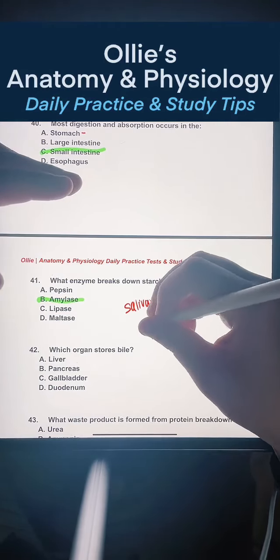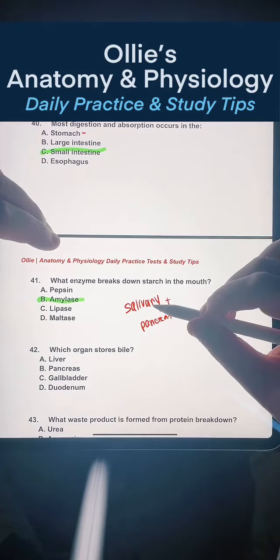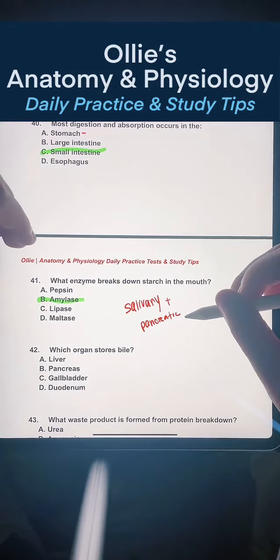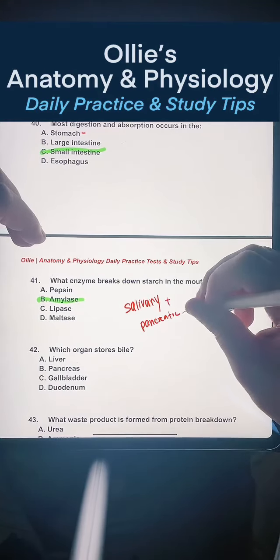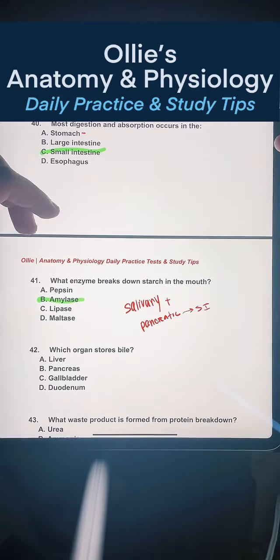But salivary and pancreatic amylase. Salivary just means it's in your mouth. Pancreatic means it comes from your pancreas and goes to your small intestine. As we mentioned, most digestion and absorption occurs in the small intestine.